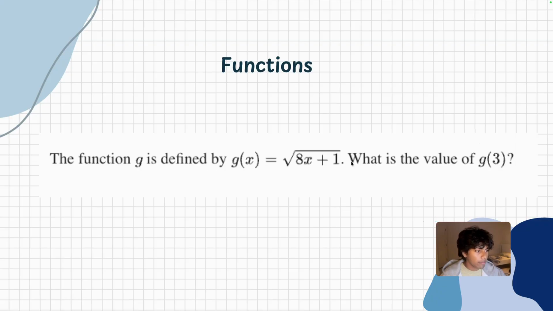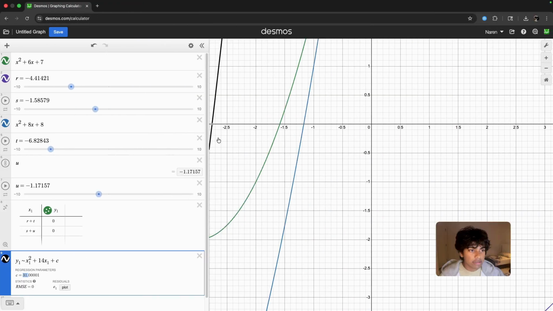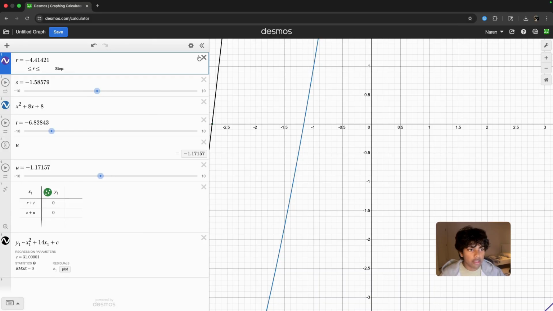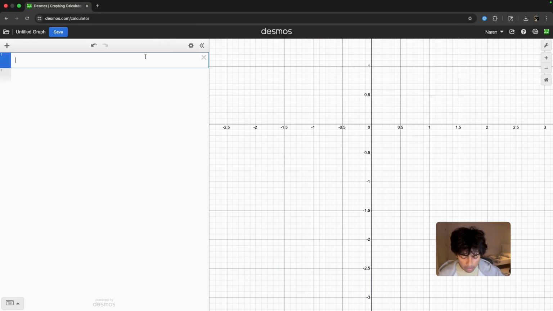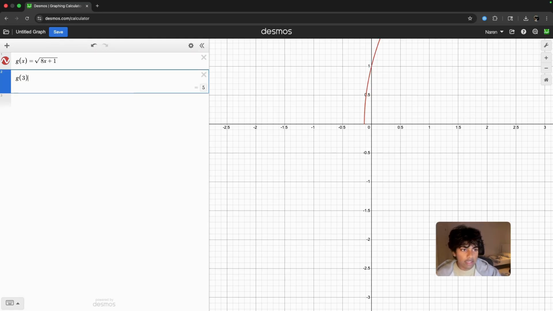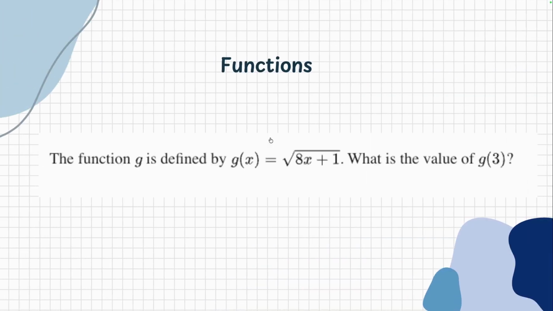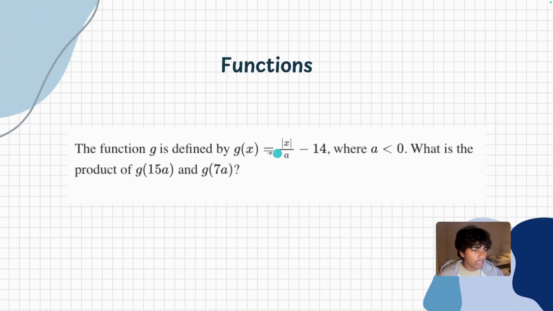If function g is defined by this, what is the value of g at 3? You can just plug in 3 here. 24, 25, square root of 25 is 5. But I'm just trying to show you how to do it on Desmos. For that one, you would just do it by hand. But we can say g of x equals the square root of 8x plus 1. And then you can just come in here and write out g of 3, and it's 5. So that's going to be useful right here.